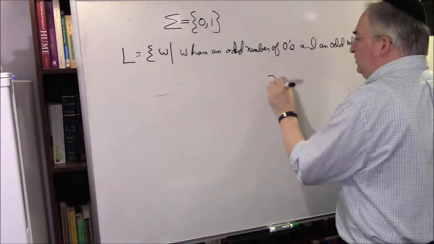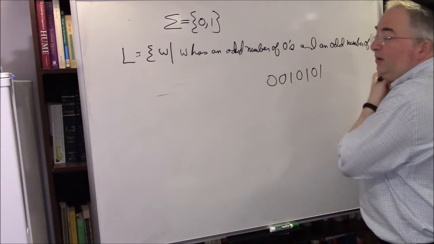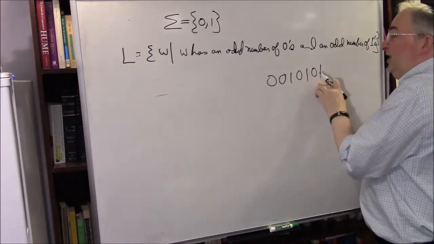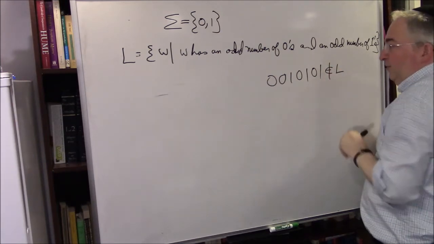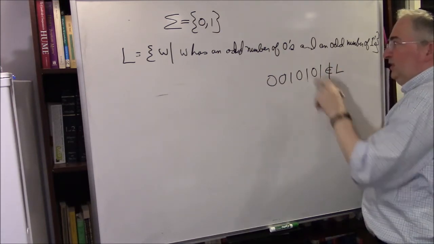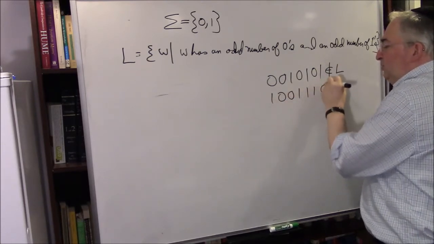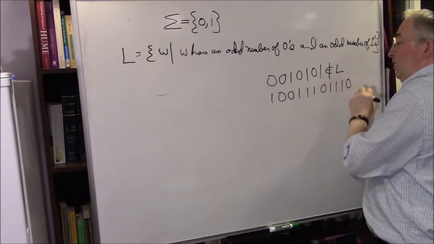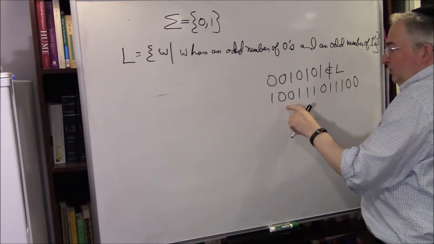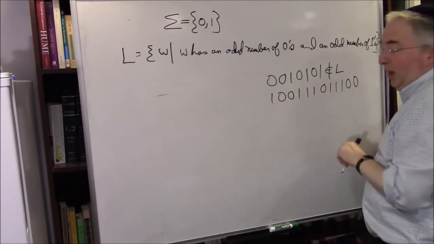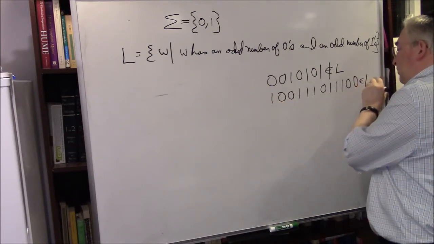So 0, 0, 1, 0, 1, 0, 1. Let's see. This has an even number of zeros, not accepted. It has an odd number of ones. That's good, but it needs both of them. Okay? 1, 0, 0, 1, 1, 1, 0, 1, 1, 1, 0, 0. Let's do this. Let's do the zeros first. 1, 2, 3, 4, 5, odd. 1, 2, 3, 4, 5, 6, 7, odd. So this is a member of the language.